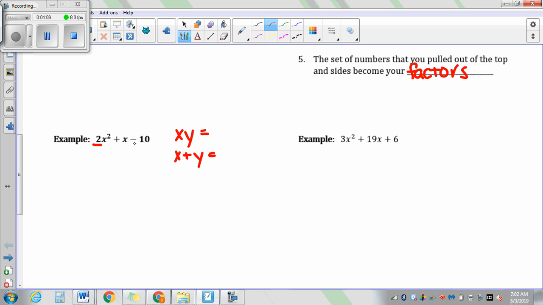So the first number times the last number. 2 times negative 10 makes negative 20. My sum is the number in the middle. There isn't a number in the middle, so I have to know that that's a positive 1. Right, this goes into Desmos.